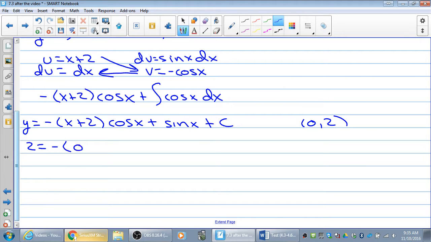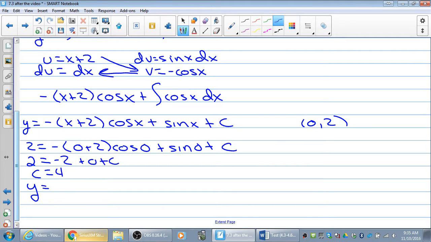Negative 0 plus 2 times cosine of 0 plus sine of 0 plus c. 2 is equal to negative 2 times 1, negative 2, plus 0, plus c. So c is equal to 4. Here's our final answer, negative x plus 2 cosine of x plus sine of x plus 4. There we go. Thank you very much for that help.